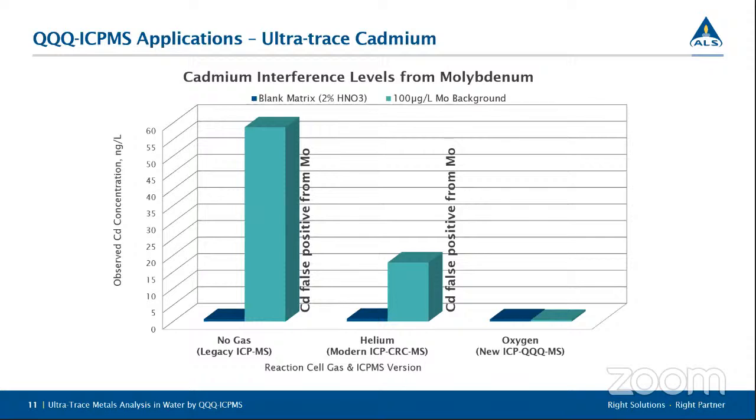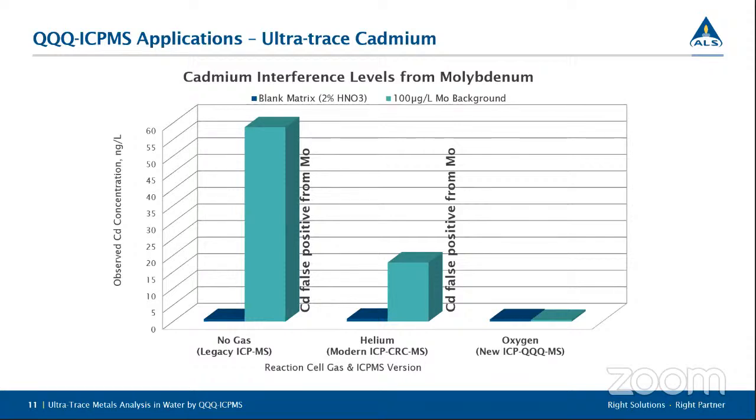this is what you would expect for the first generation of quadrupole MSs that didn't have a collision cell, or if the collision cell was turned off on modern ICP-MSs. So in this, we're showing that 100 micrograms per liter molybdenum gives you about 60 nanograms per liter cadmium false positive hit. The middle chart shows the same two matrices acquired using helium as a collision gas.